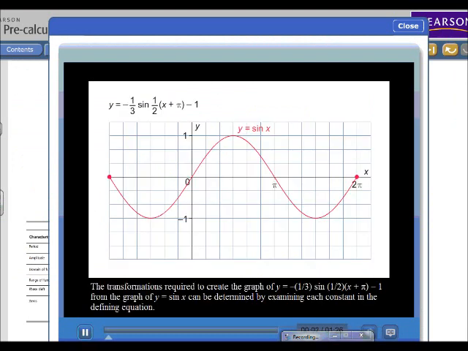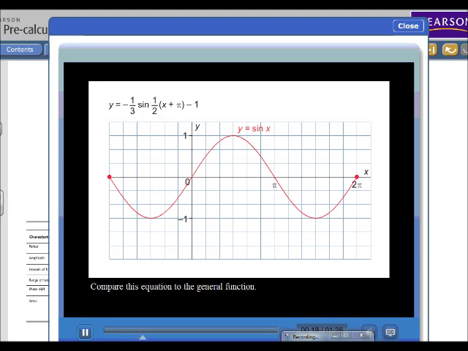The transformations required to create the graph of y equals -1/3 sine 1/2 times x plus pi minus 1 from the graph of y equals sine x can be determined by examining each constant in the defining equation. Compare this equation to the general function, y equals a sine b times x minus c plus d.